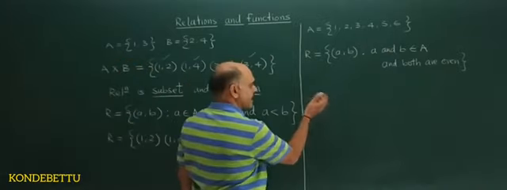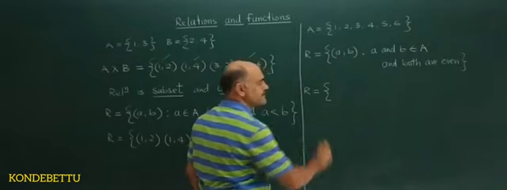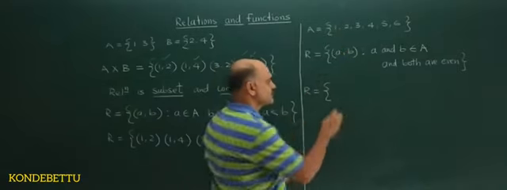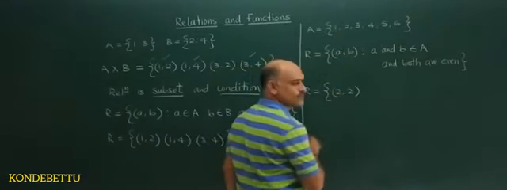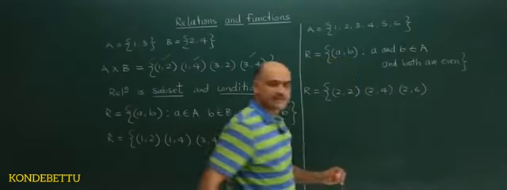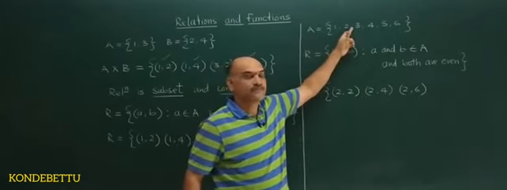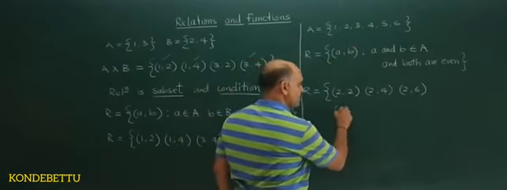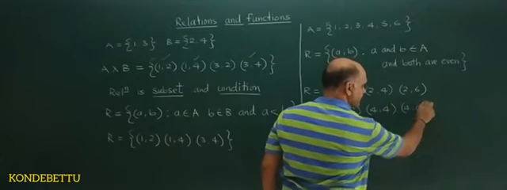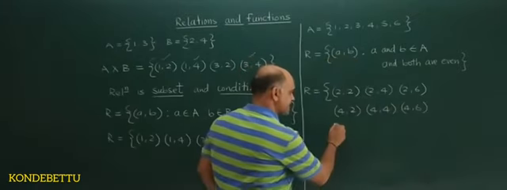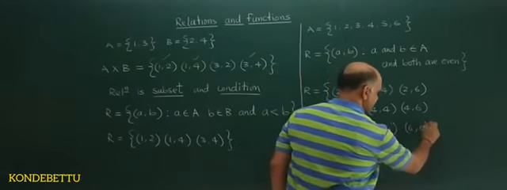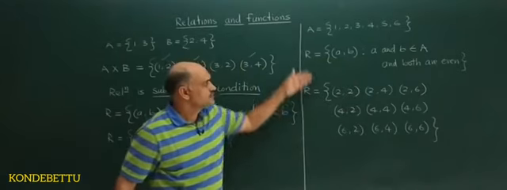Can you write the relation for this? You can try. R is equal to, both elements should be even. So 1 you will not have. If I take 2, with 2 you can write 3 elements: (2, 2), (2, 4), (2, 6). Similarly 3 you cannot take, it is odd. If I take 4, I will have (4, 2), (4, 4), (4, 6). Similarly if I take 6, I will have (6, 2), (6, 4), (6, 6). So this is the relation which I have given here.